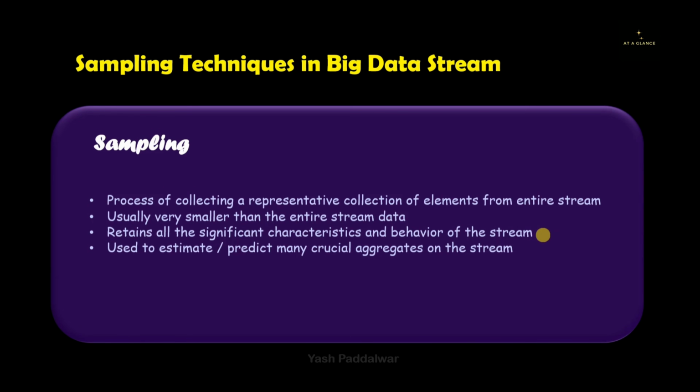Now, this sampled data can also be used to find the crucial aggregates on the entire stream, which means that instead of applying the aggregate operations on the entire stream, we can simply apply them on the taken sample and we can get the results. Now, I hope you have got an overview of why sampling is important in data streams.